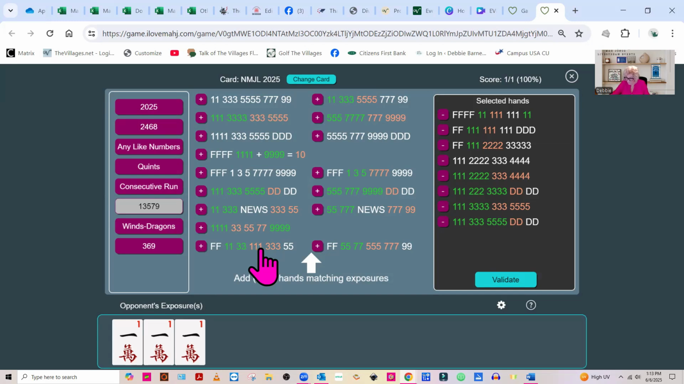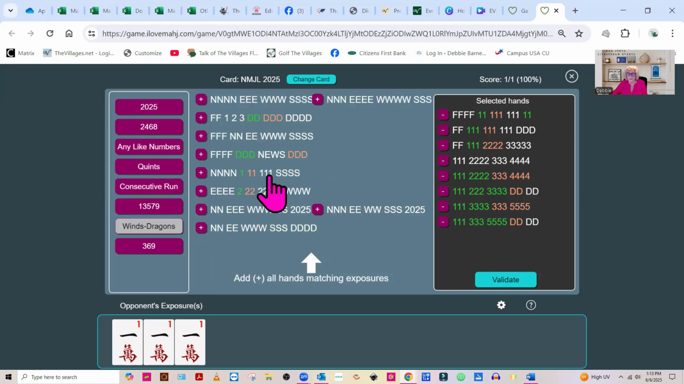Moving on to Winds and Dragons. Is there anything with a pung of 1s? Absolutely. Line number 5 has a pung of 1s. Moving down to 369, it isn't going to do us any good to even look there because there's only the numbers 3, 6, and 9s. Well, let's see if I missed any. Let's go ahead and validate it.